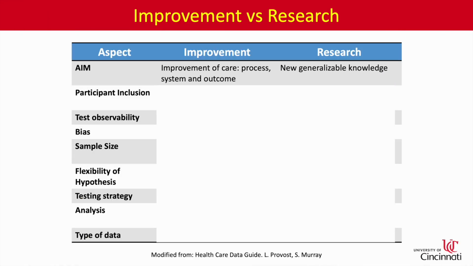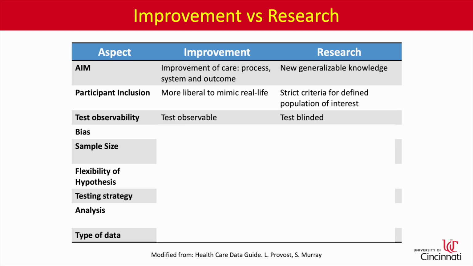Here are some of the contrasts between improvement and research. The aim in improvement is to improve the processes and the system to deliver better outcomes, whereas in research we are trying to create new generalizable knowledge. The inclusion of participants in improvement is liberal and real life, whereas in research we are a bit more selective in picking the participants and defining strict inclusion and exclusion criteria. The observability of the test is open, and we learn from experience as we are going through the test right away. Whereas in research, we try to blind it and learn from it afterwards to prevent bias.